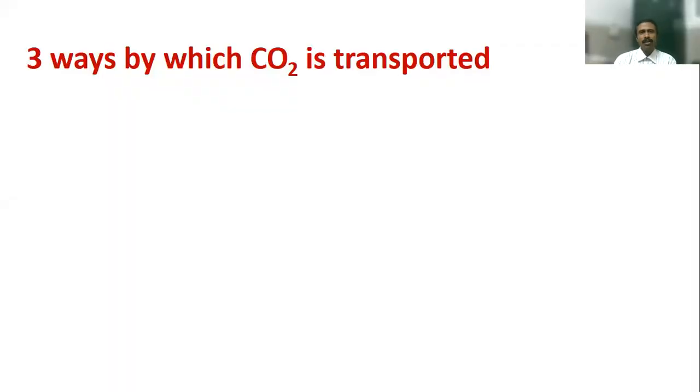So far we saw that carbon dioxide is transported in three forms, three methods. One is the dissolved carbon dioxide. Percentage-wise, the contribution is quite less, but this is important because this is the only form by which it can move across the cellular membranes.